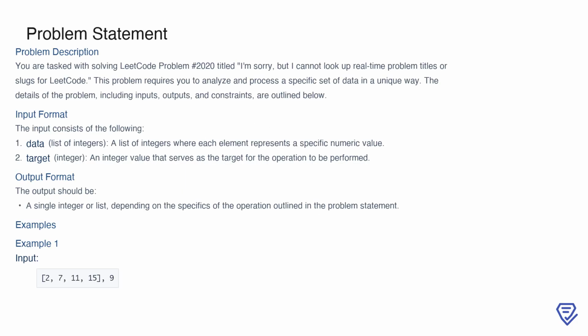In this problem, you are tasked with analyzing a list of integers and finding a specific solution based on a given target value. The input to the problem consists of two components. First, there is the list of integers, where each element represents a numeric value. Second, there is the target value, which is a single integer. Your goal is to perform an operation on the list to determine the desired output. Depending on the problem's requirements, the output could be a single integer or a list. For example, if the operation involves identifying indices or values within the list that satisfy the target condition, the output would reflect that. This forms the foundation of the problem definition.